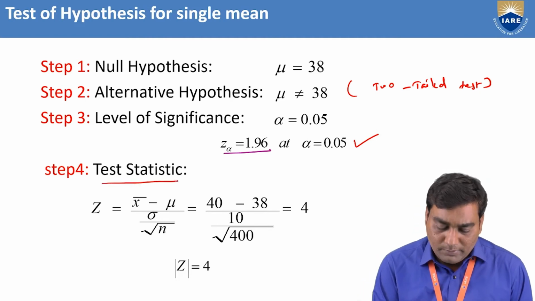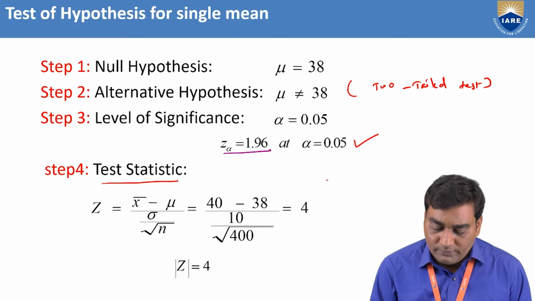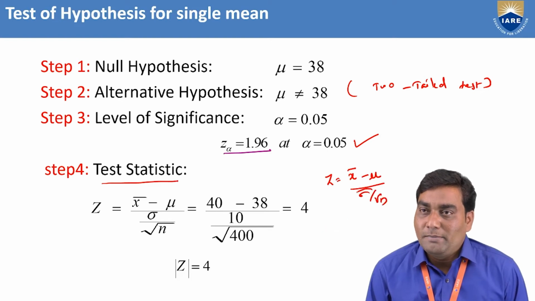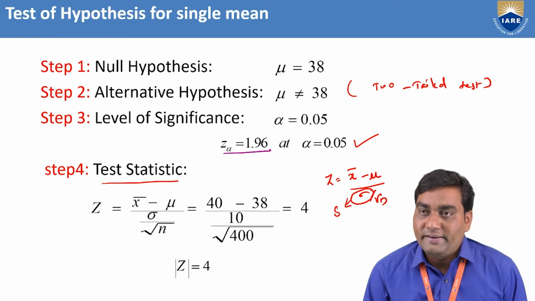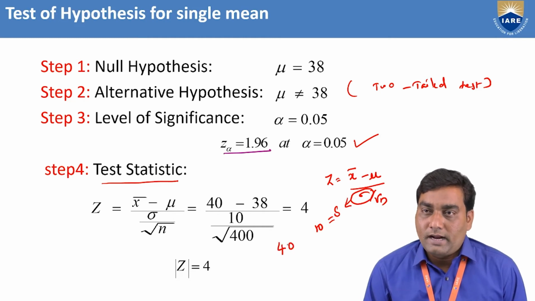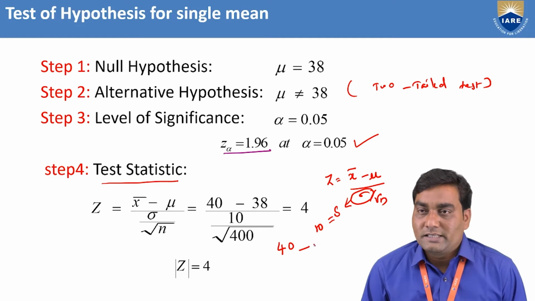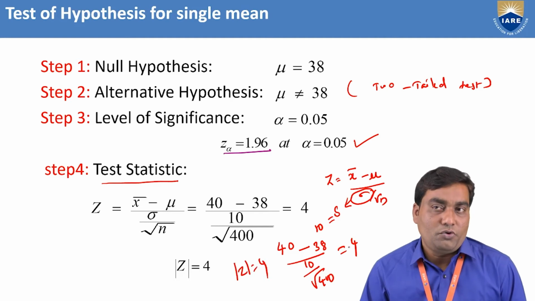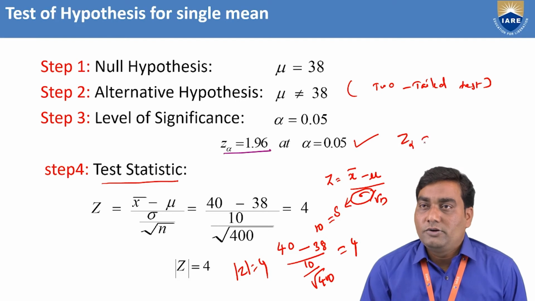Now, step 4, test statistic, Z formula: Z equal to X bar minus mu by sigma by root n. But the sigma value is not given. Instead of sigma, we can take S, which is equal to 10 from the problem. So, X bar, the sample mean, is 40, minus the population mean 38, by sample standard deviation 10 by root of sample size 400. If you simplify, we are going to get 4. So mod Z is also 4. And the Z alpha value in step 3 is 1.96, mod Z is 4.